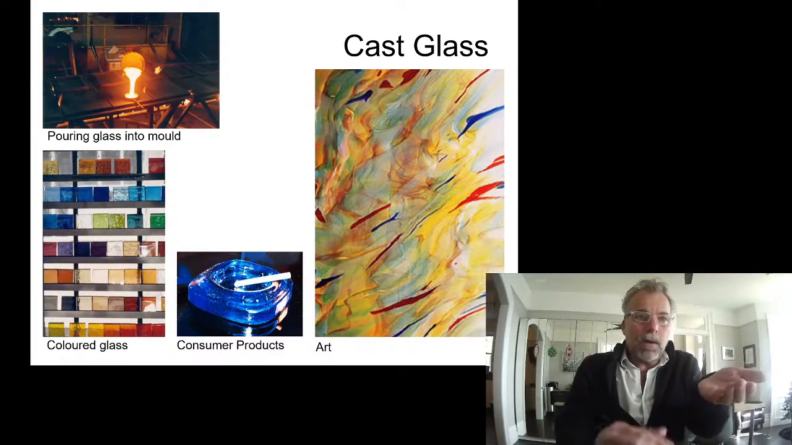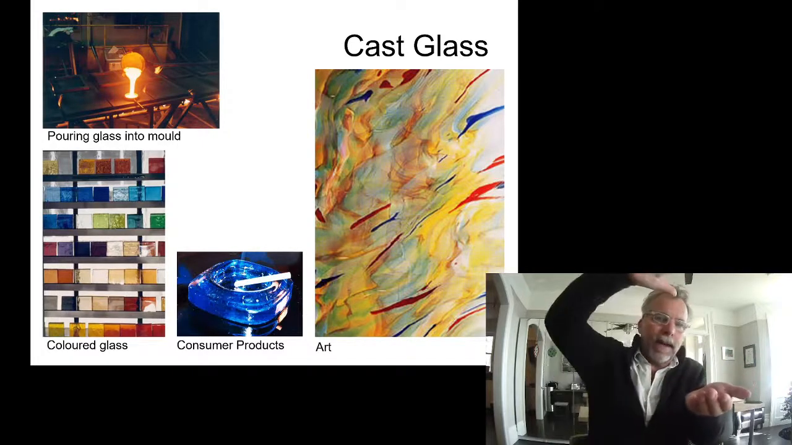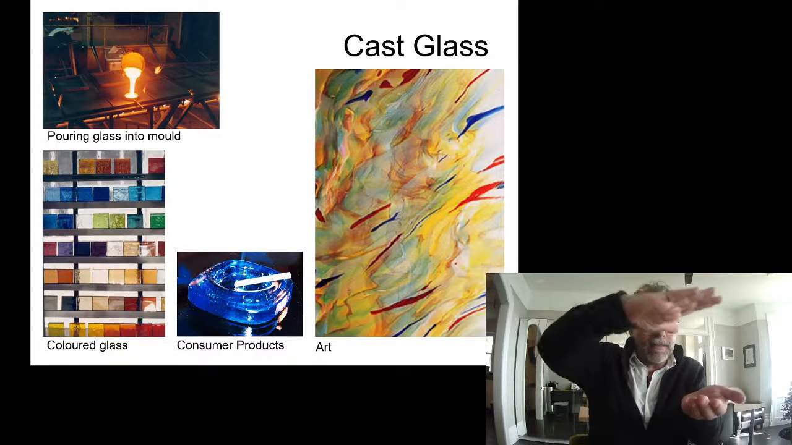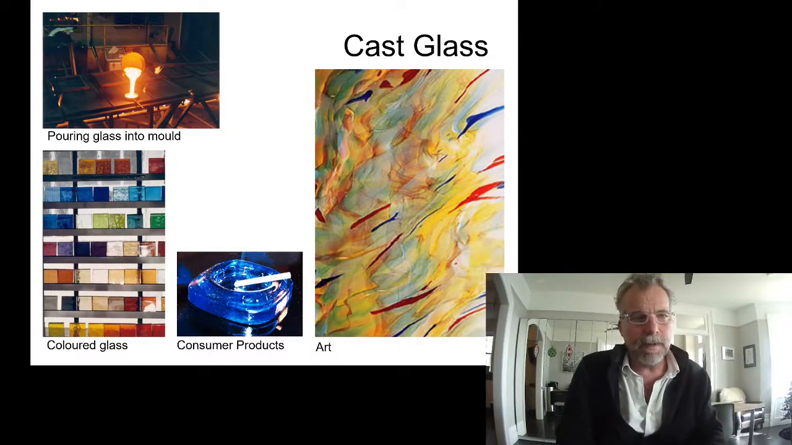You have a bottom mold, which is a negative, and then you can have a top mold as well. Before the glass completely cools, you push down the top mold, and you can put a pattern or an impression in the far side as well.